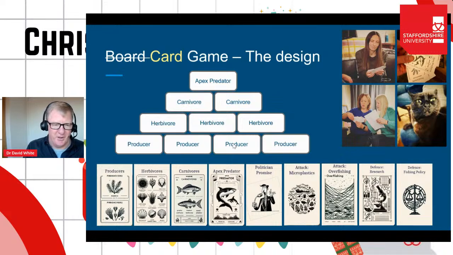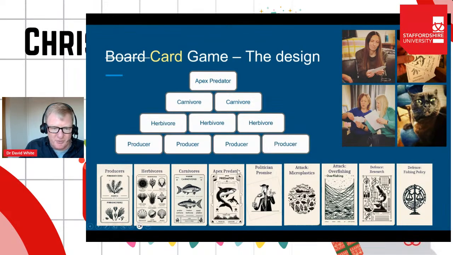The game worked by having some cards randomly dealt, and each go you could take a card from the pack, or take a card from the pile, and then put one of your cards back on the pile. To begin with, you're trying to find 4 producers in order to lock in that level. Then you try and lock in the herbivores, carnivores, and once you've got your apex predator, you've won. If you're the first person to do that, you've won.